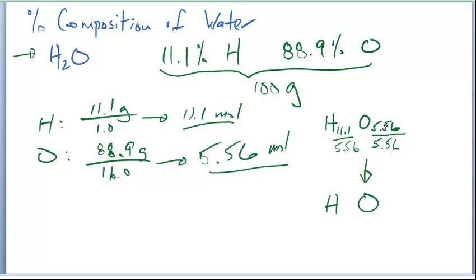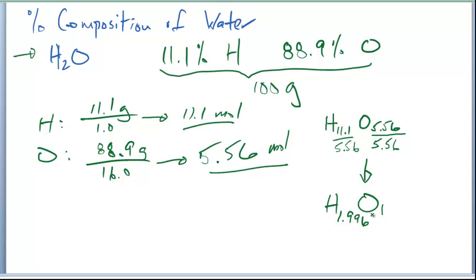Okay, and when you do this, for oxygen obviously the subscript is just 1. And then if you take 11.1 divided by 5.56, what you'll actually get on your calculator is 1.996. Okay, and if you're a purist, you'll look at this and you'll be in despair because you'll think, well, it's not H2O yet. It's H 1.996 to 1 mole of oxygen.